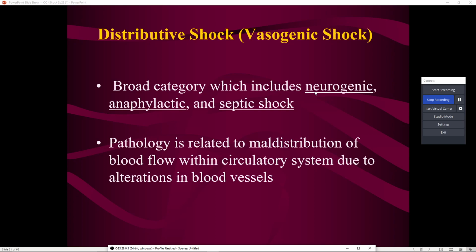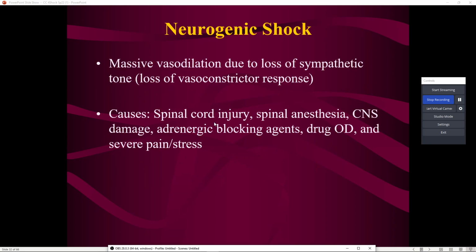You didn't lose blood. You just vasodilated so much you don't have enough to fill the blood vessel's entirety. So when your blood vessels contract, blood doesn't really move back to the heart the way it should. So kind of a big deal. Another way of putting it: maldistribution of blood flow. Massive vasodilation due to loss of sympathetics. So let's talk about neurogenic.